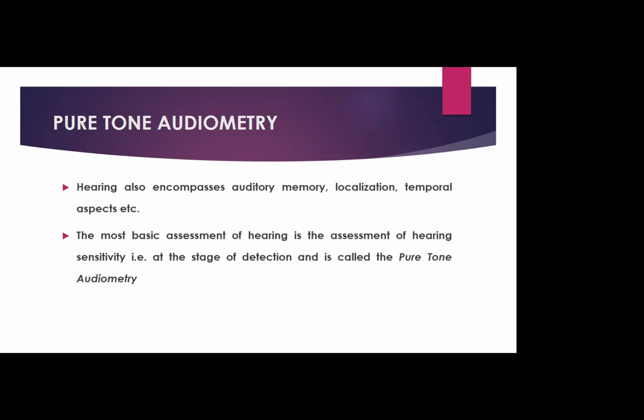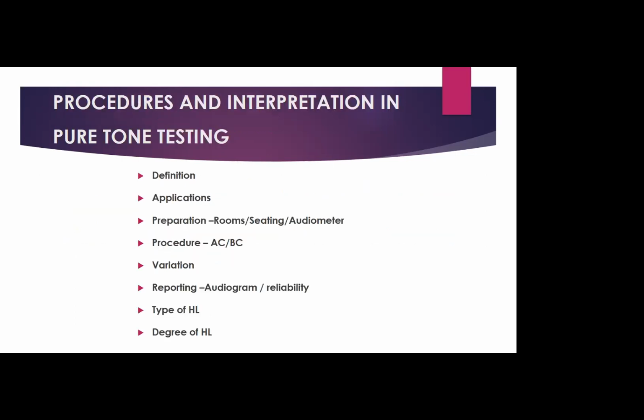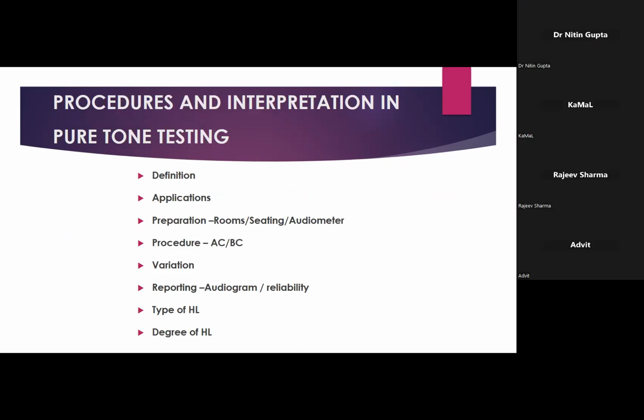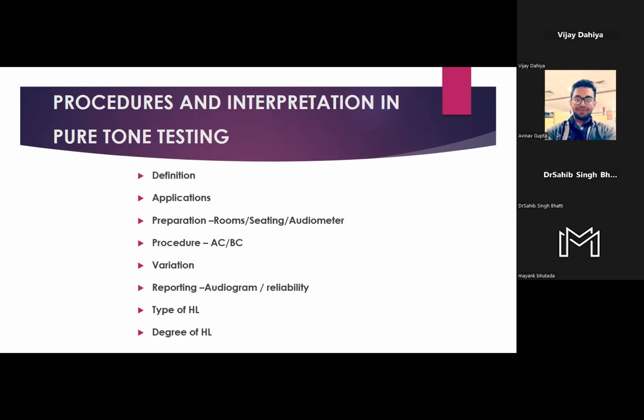The most basic of the hearing assessment is the assessment of hearing sensitivity, that is at the stage of detection, and it is thus called pure tone audiometry. In this discussion, I'll be mainly focusing on pure tone audiometry, which will cover definition, applications, preparations, which includes rooms, sitting position arrangements, and the audiometer. Then the procedure of how to conduct air conduction and bone conduction audiometry, the variations of the procedures, reporting of the audiogram and the reliability of the audiogram, and then the interpretation, including the types of hearing loss and the degrees of hearing loss.